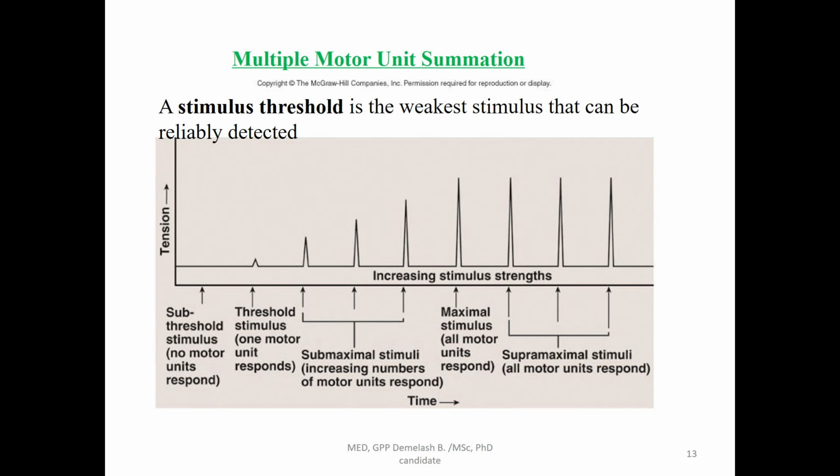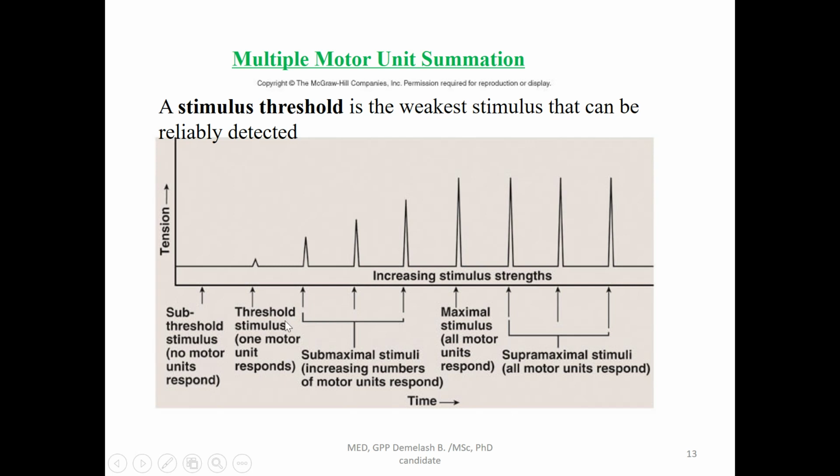So the strength of a stimulus matters in order to initiate an action potential. A stimulus threshold is the weakest stimulus that can be reliably detected. So there is tension with an increase of stimulus strength. With a subthreshold stimulus, no motor units will respond in the muscle.